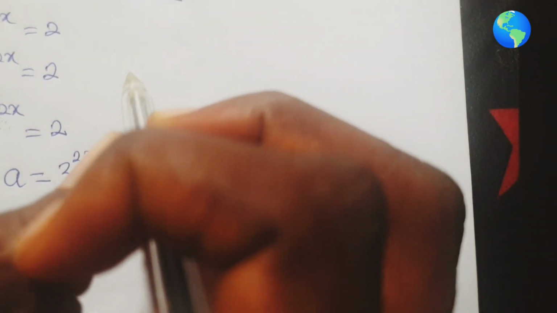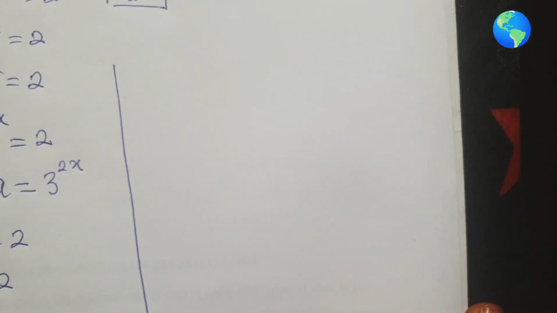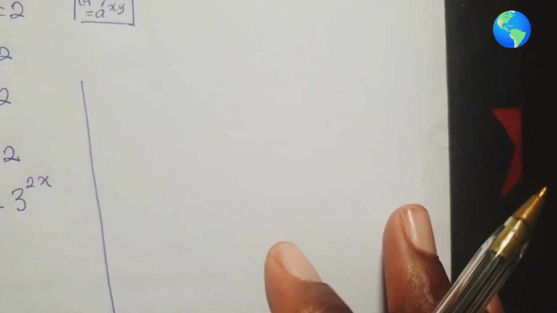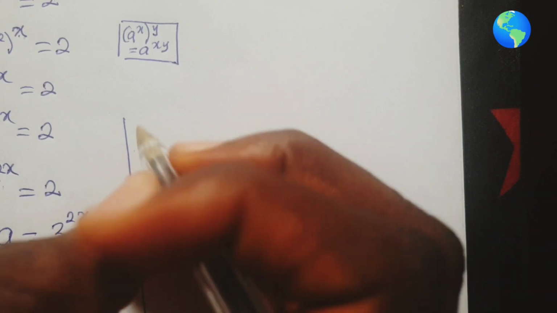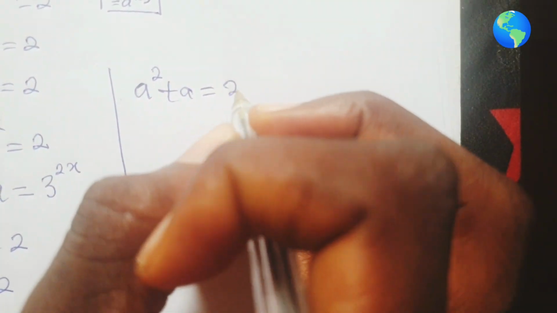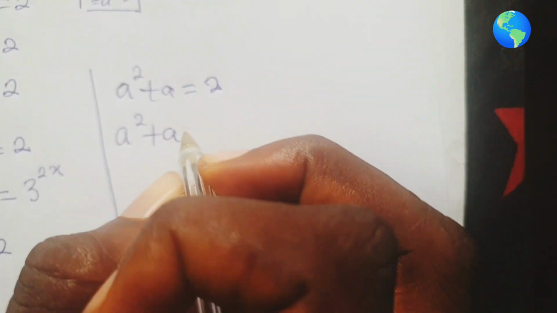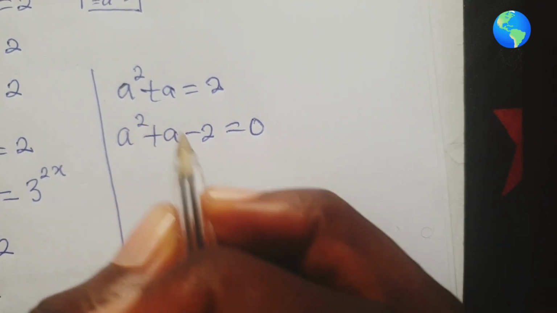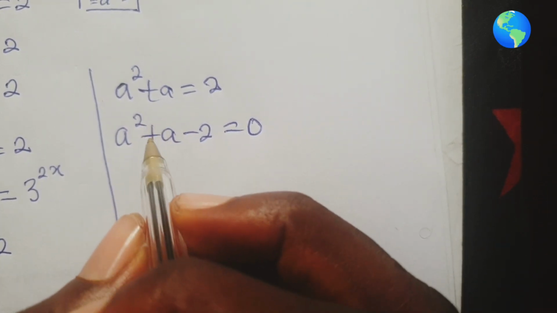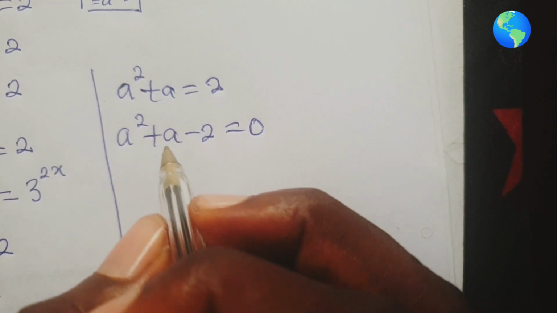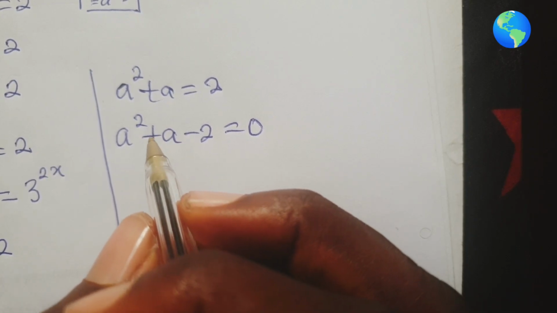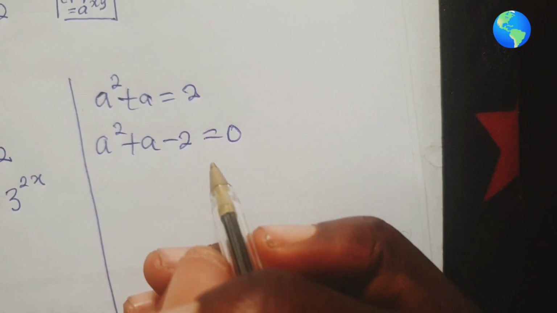Now, let me continue solving this right here. A squared plus a equals 2, so that means I can have a squared plus a minus 2 equals 0. This is a quadratic equation. Let me quickly factorize. In case you are not familiar with factorization, we will maybe make a video on that, or you can check any of my recent quadratic equation videos.